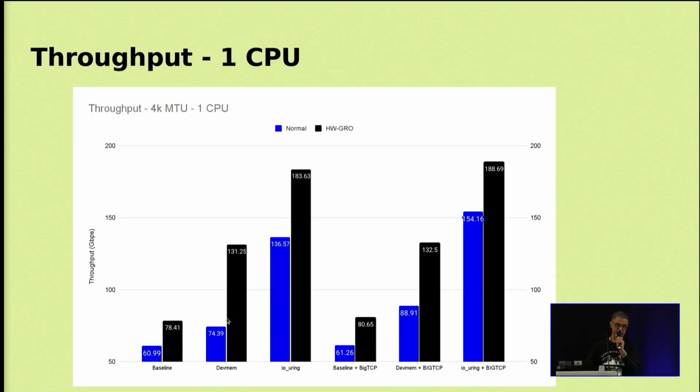Devmem went from 74 gigs with a single CPU to about 88. And on hardware GRO, it went from 131 to 132, not that much, but still an improvement. And a slight improvement with baseline. Right, so I guess the summary is: do not run just standard socket applications. They're not good, and the system calls will kill you, and they'll also kill you on devmem.